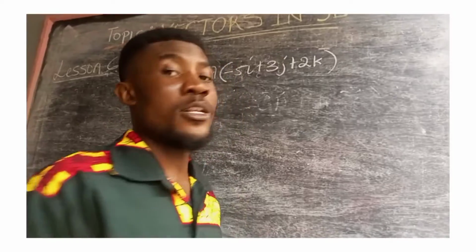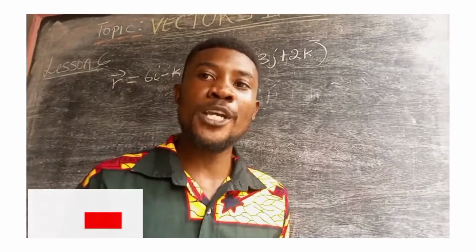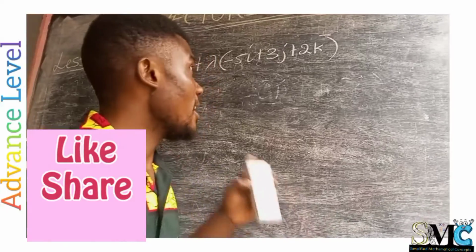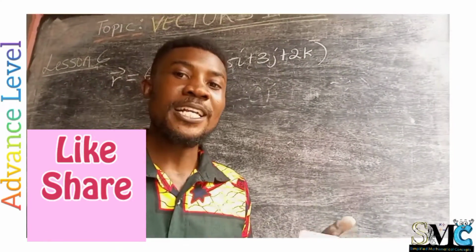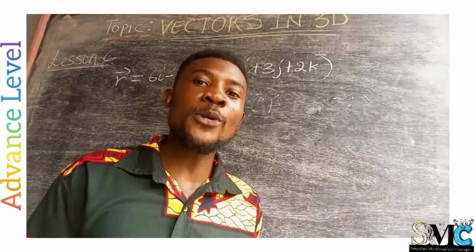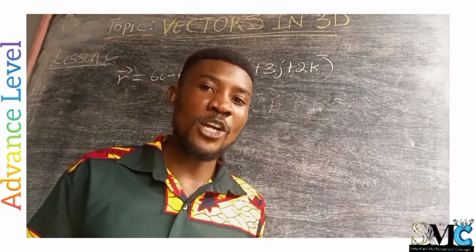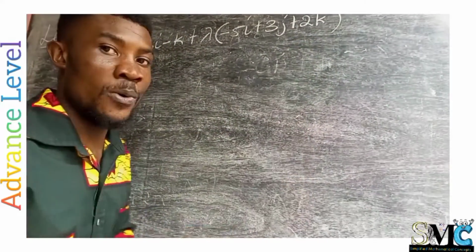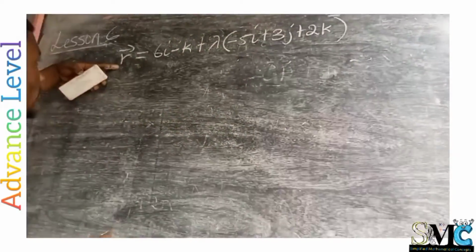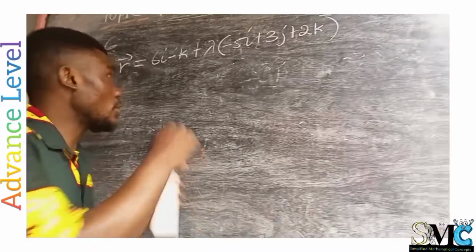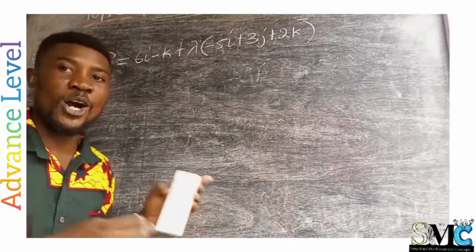In this lesson, we want to see that given the vector equation of a straight line, how can we find the parametric equations that represent this vector equation or the Cartesian equations that represent the vector equation. Consider this vector equation. To do so, remember that r is the position vector of a general point on the line.